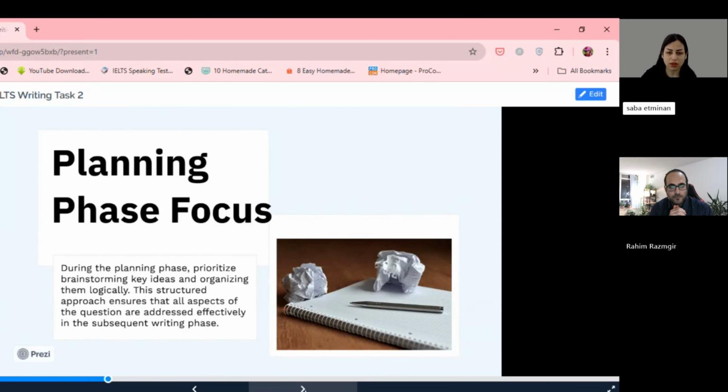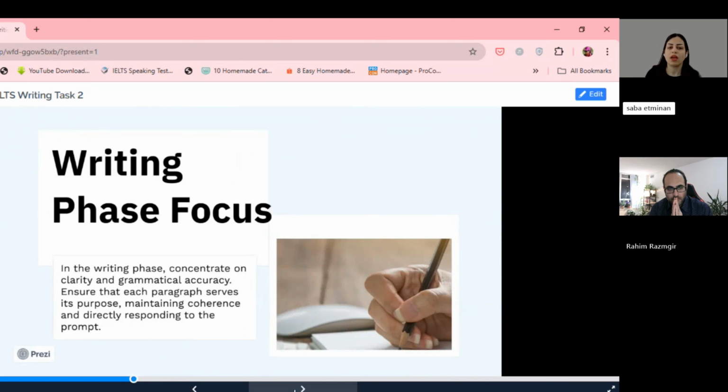And now let's focus on some phases. The planning. During the planning phase, prioritize brainstorming key ideas and organizing them logically. This structured approach ensures that all aspects of the question are addressed effectively in the subsequent writing phase, which is the next phase. In the writing part, concentrate on clarity and grammatical accuracy. Ensure that each paragraph serves its purpose, maintaining coherence and directly responding to the prompt.